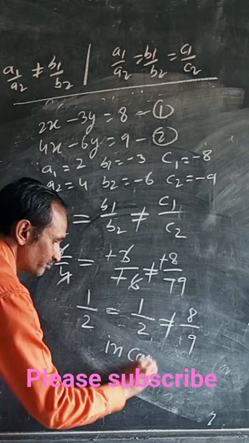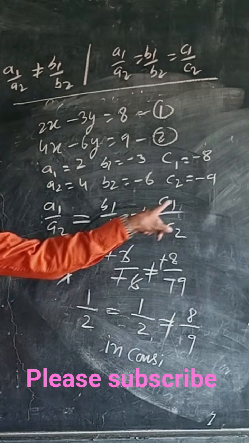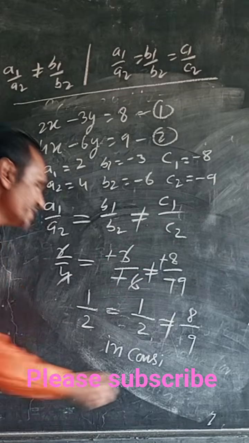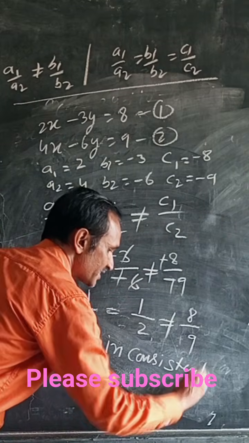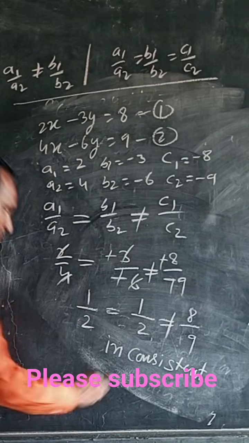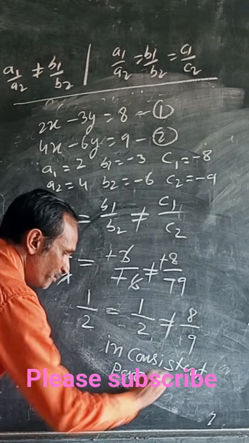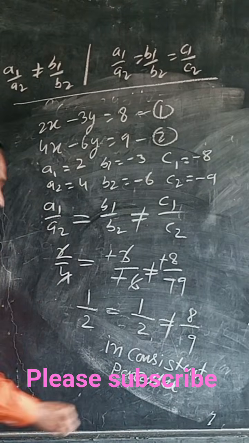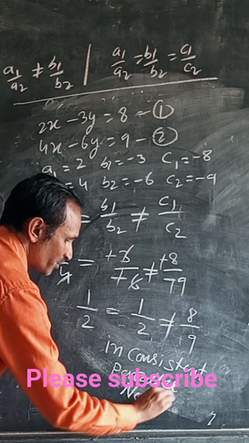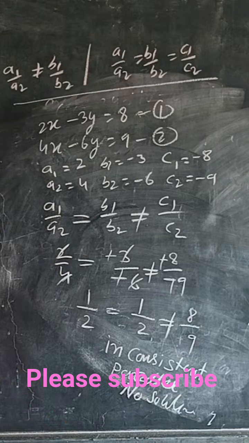Inconsistent it is. If A1 by A2 equals B1 by B2 but is not equal to C1 by C2, then it is inconsistent. Inconsistent means the lines are parallel lines. Parallel lines have no solution. No solution will be there for that.